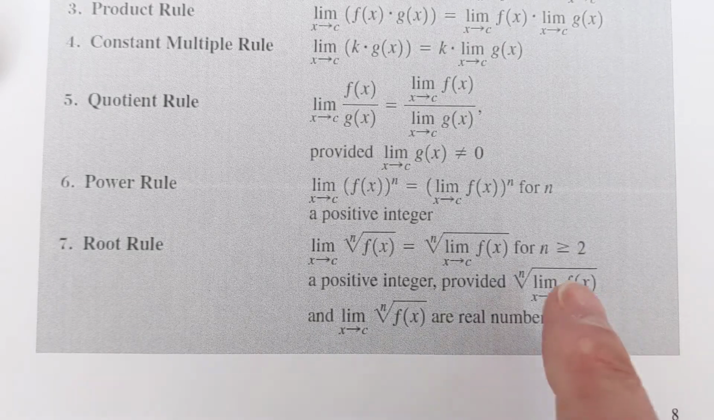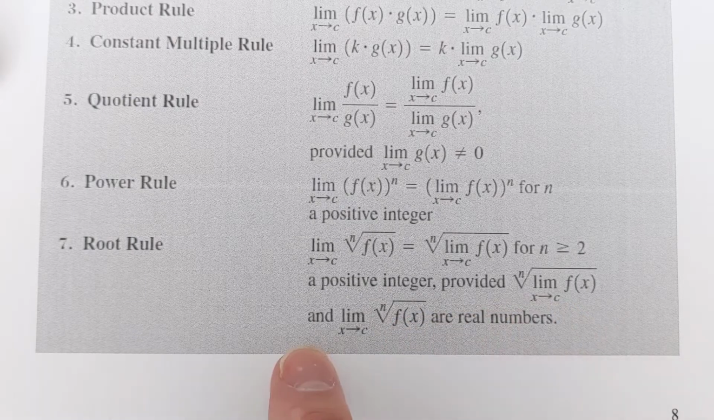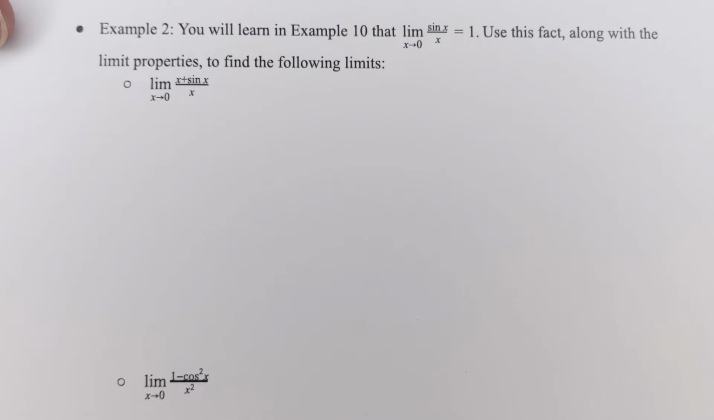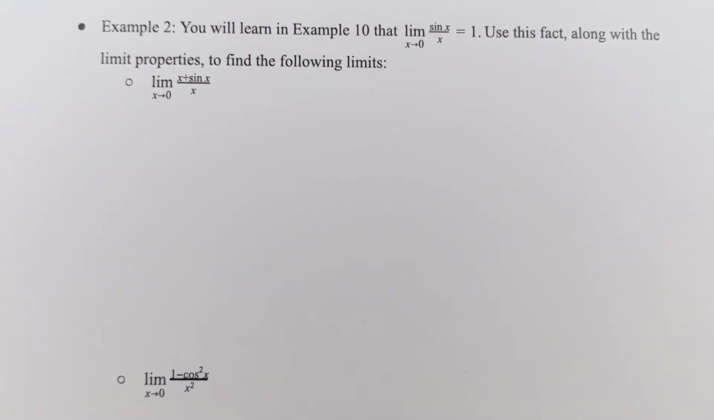So for n greater than 2, provided that the values are real numbers, that you can actually do the derivative, or the limit, I mean. Okay, example 10, the limit of sine x over x is 1, use this fact along with the limit properties to find the following limits.